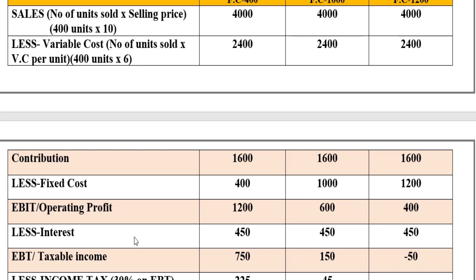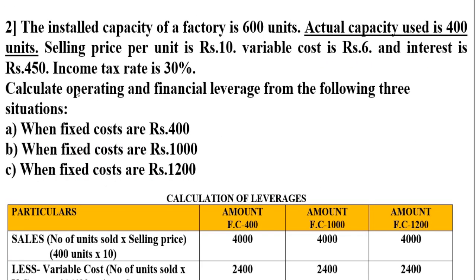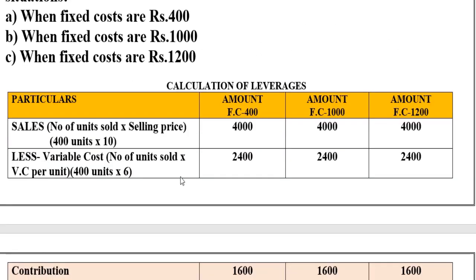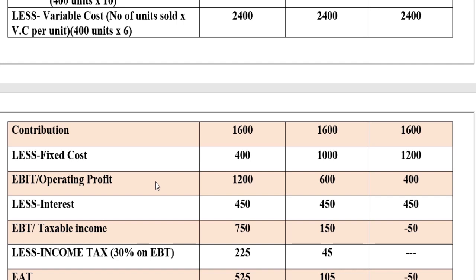Next, you deduct income tax. The income tax rate given is 30%. You just calculate income tax on EBT. That is 30% of 750, which is 225, 30% of 150 is 45. And in the last situation, you should not calculate since we don't have a profit here. We are having a loss, that is minus 50. So therefore, I did not calculate it here.